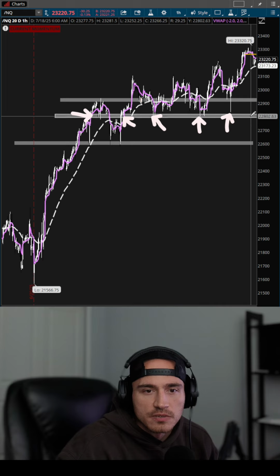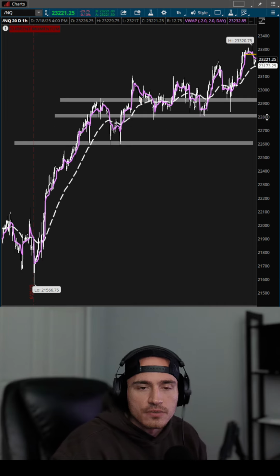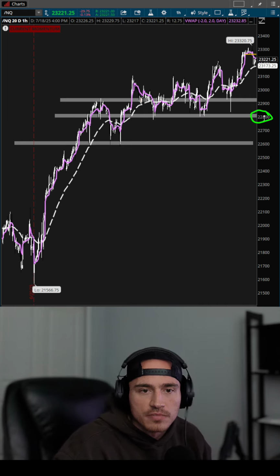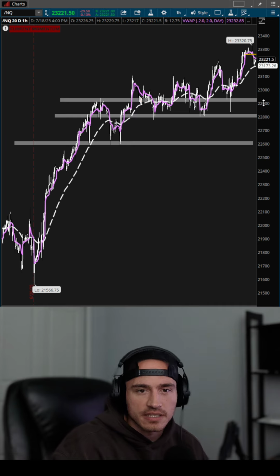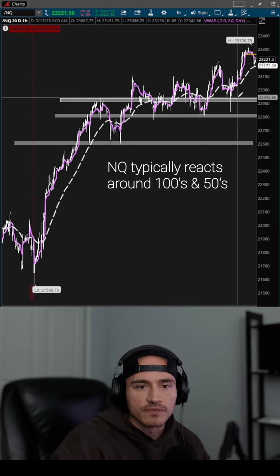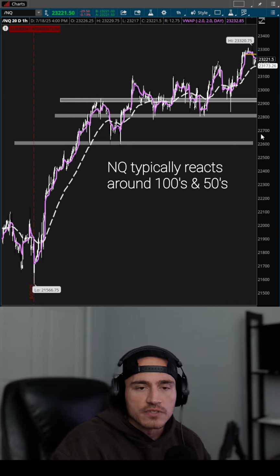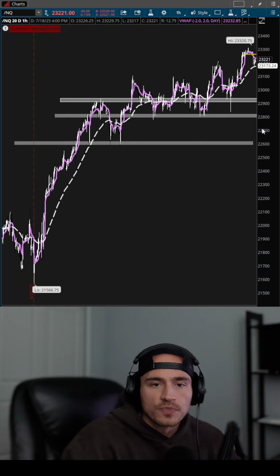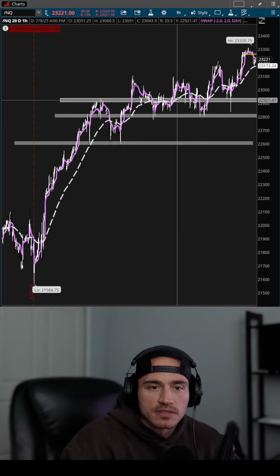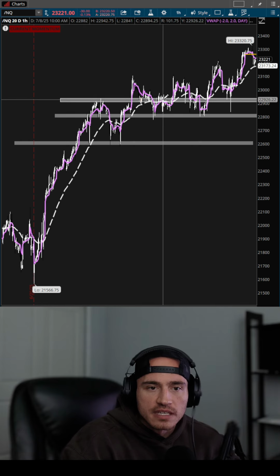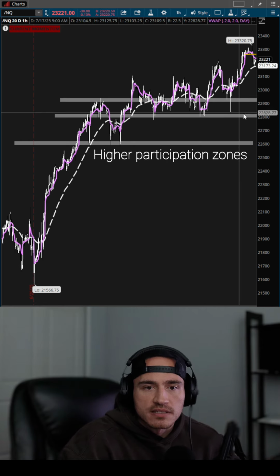touch points, and usually they will link up to a huge psychological number. And for Nasdaq, usually it's every 100 or every 50. And that gives you a good basis of where price is likely to not necessarily hold or reject from every time, but you start to get that battle between the buyers and sellers.